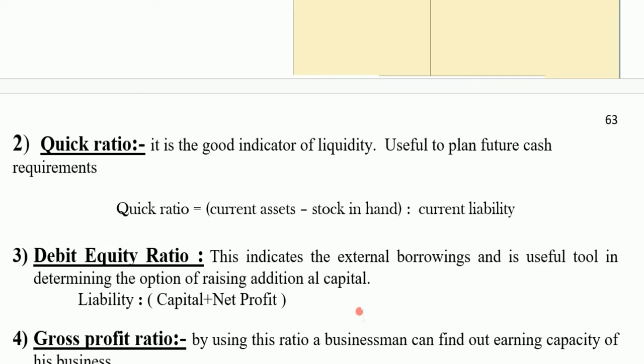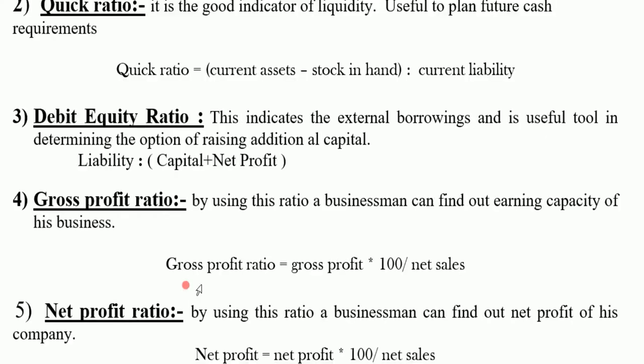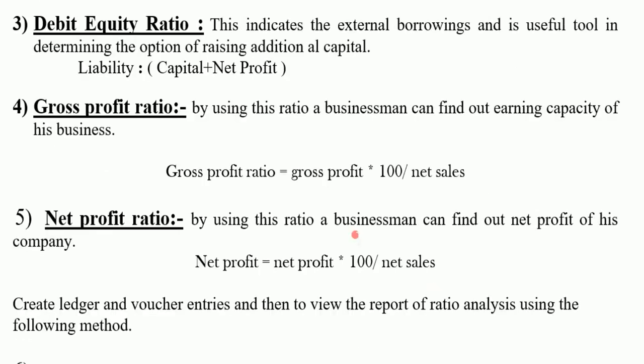This indicates the external borrowings and is a useful tool in determining the option of raising additional capital. Liability to capital plus net profit, we will call it the debt equity ratio. Then the fourth one, gross profit ratio. This ratio is helpful to find out the earning capacity of the business. That is gross profit into 100 divided by net sales.